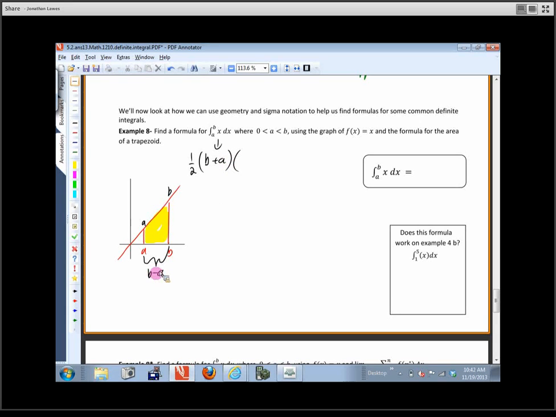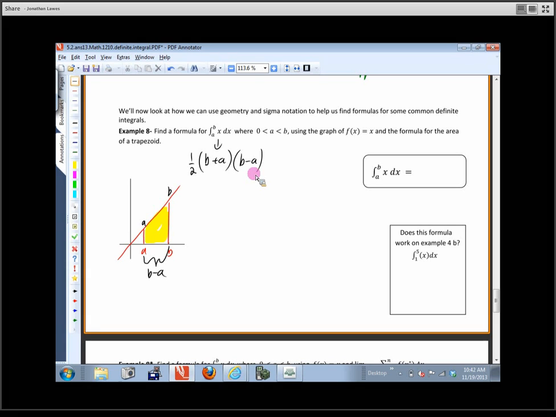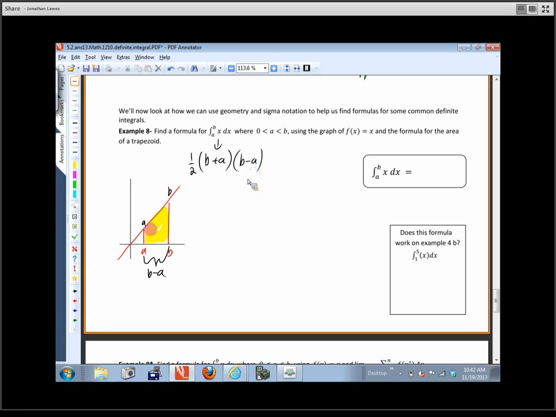And then the width is going to be b minus a. Everybody okay with that? Wouldn't it be f of b plus f of a for the heights? Yeah, but because the function is just x, we already know it's b. The function's just x, so plug in a b, you get b, plug in an a, you get a. You have to add the two, so this is 1/2 (b1 plus b2), and this is the height, or the width. Got it?